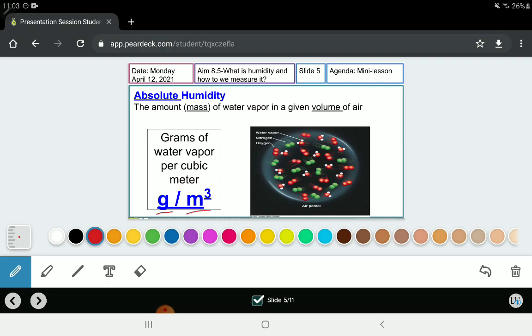So an air parcel is going to have a few different components. The 3 major components are going to be oxygen, nitrogen, and water vapor. So the more water vapor that's in the air, you can measure it, it will have a higher absolute humidity. The fewer water molecules there are in that air parcel, the lower the absolute humidity will be.